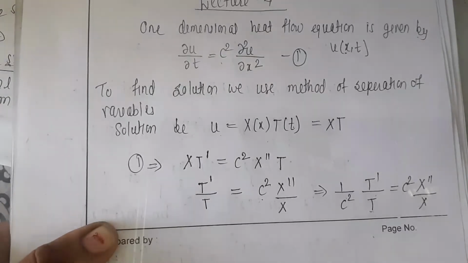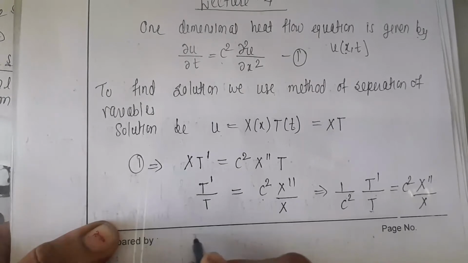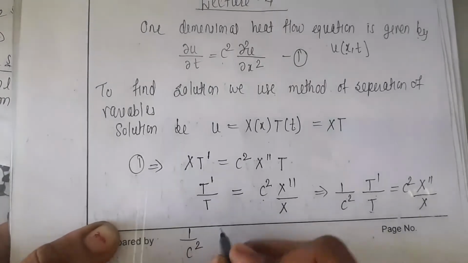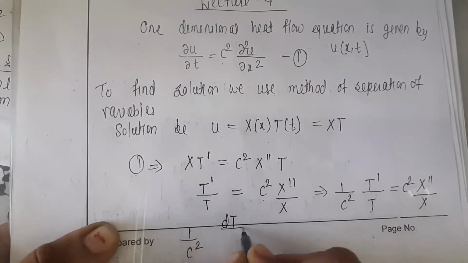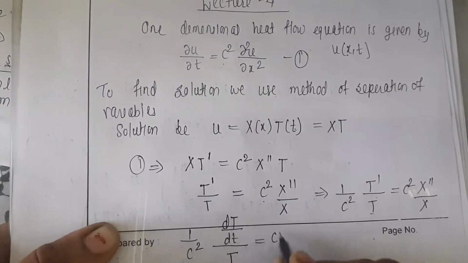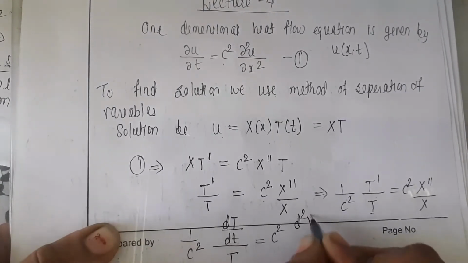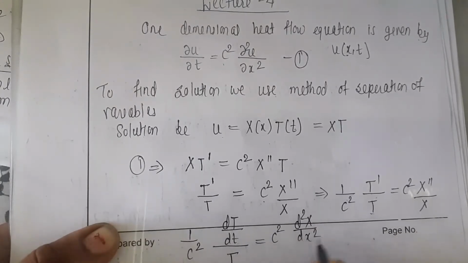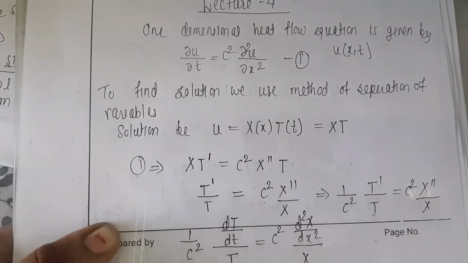So write it properly: 1 upon c squared, dT by dt divided by T, is equal to d2X by dx squared divided by X. So this we obtain.